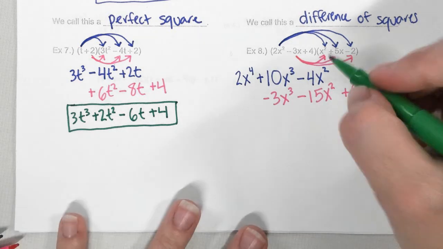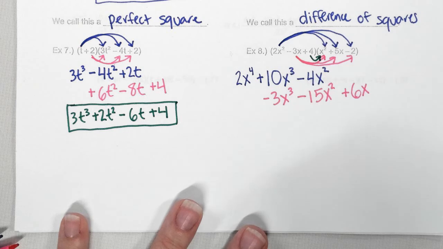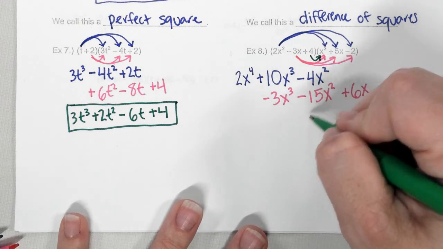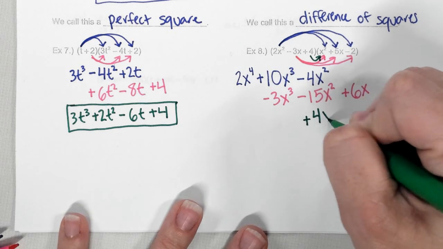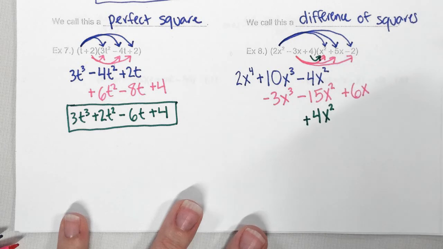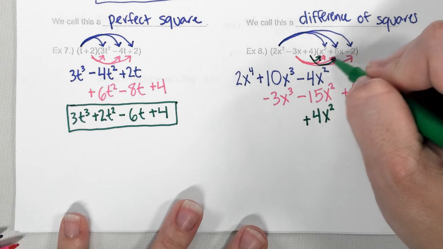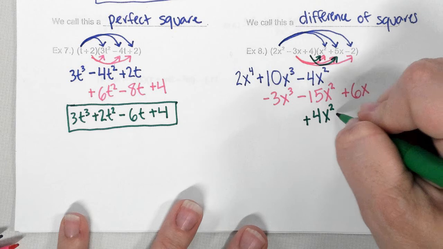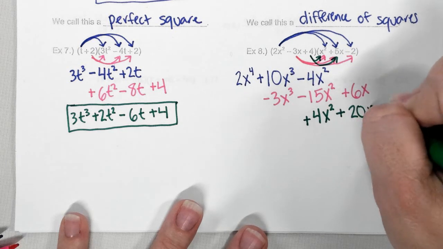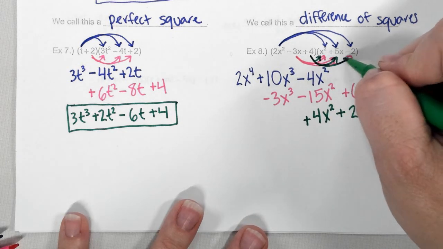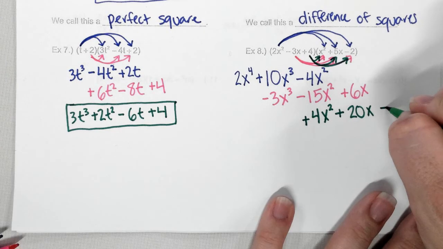Is my 4. What's 4 times x squared? 4x squared. So I'm going to line it up with my x squareds. It's positive 4x squared. And what's 4 times 5x? 20x. And lastly, 4 times negative 2. Negative 8.